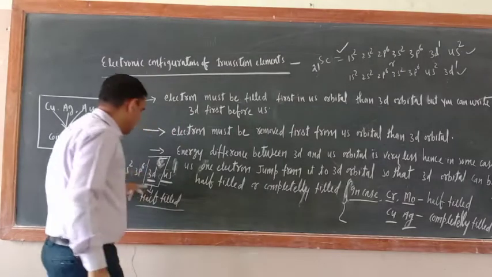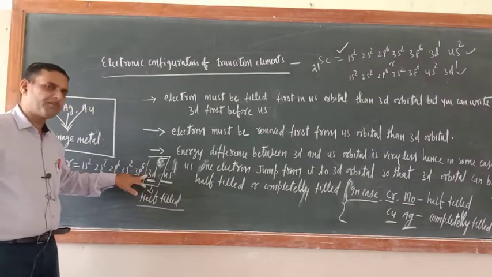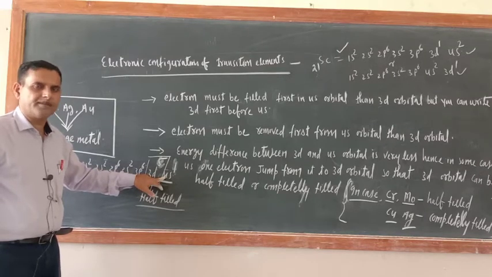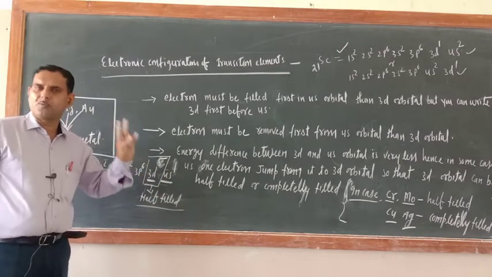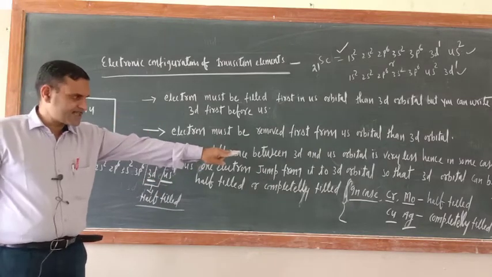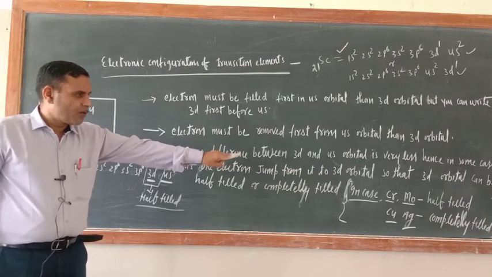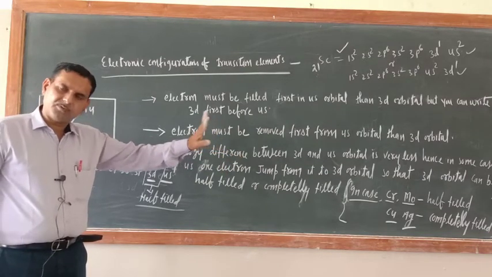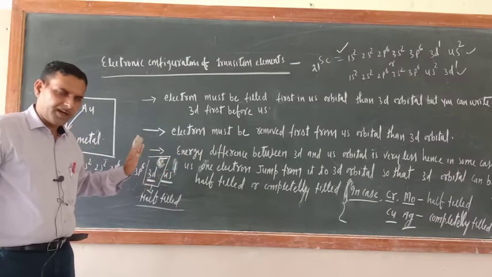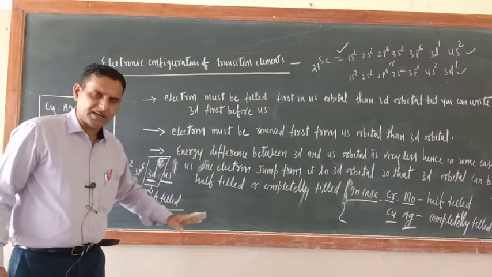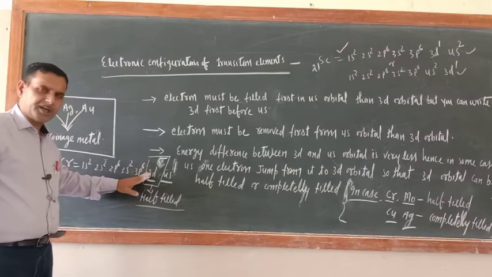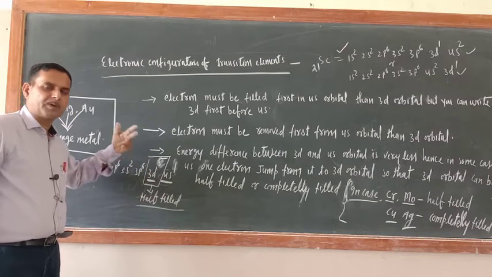Only one difference would be there. Here in place of 3d, 4d would be there, and in place of 4s, 5s would be there. So the jumping of electron from 4s orbital to 3d orbital happens only in some cases. In chromium and molybdenum, to make the d orbital half filled, the s electron will jump. But in case of copper and silver, electron will jump from 4s to 3d to make d orbital completely filled.